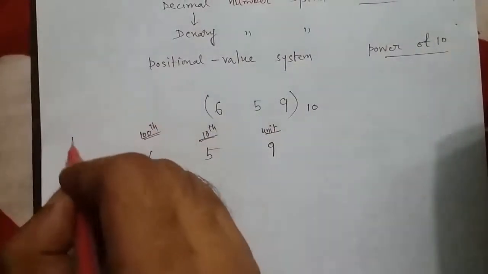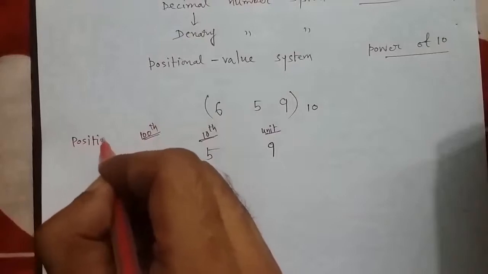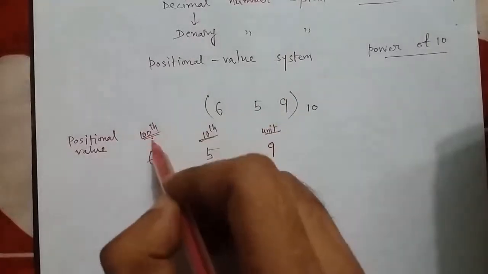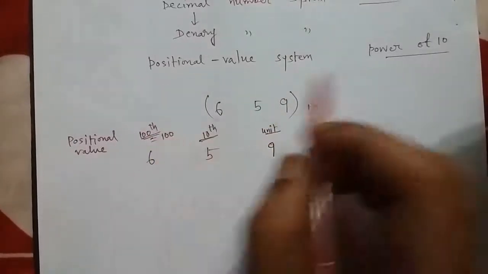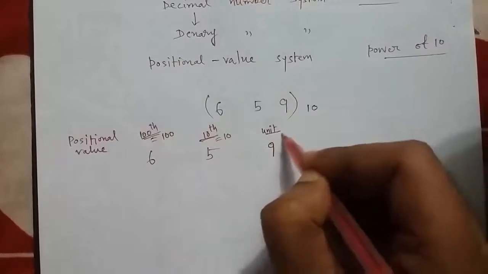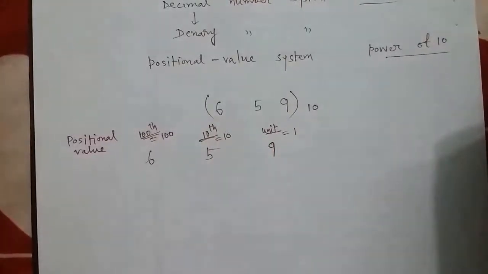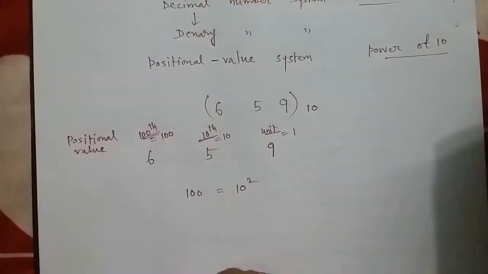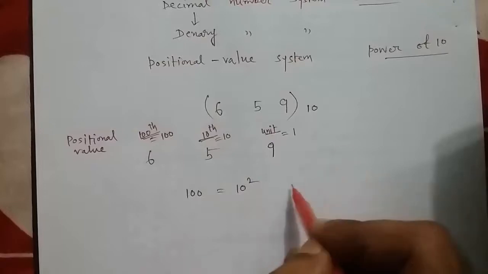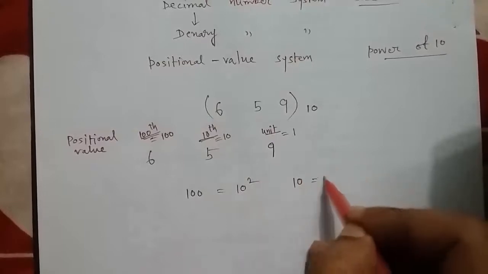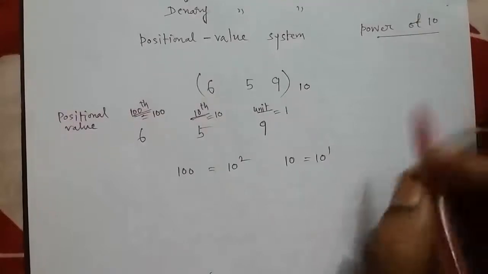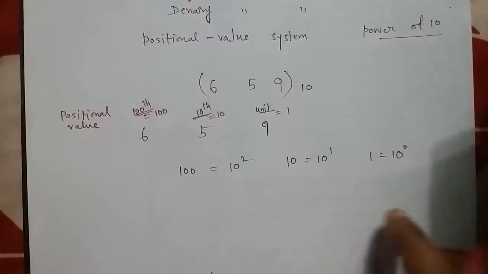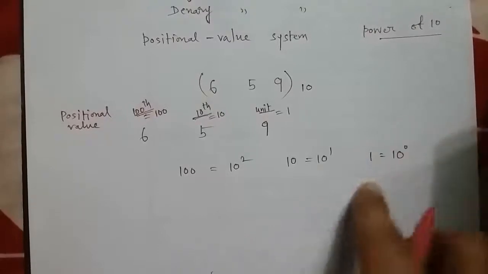So these are the positional values. The value of this position is 100, that means I can write here 100. The value of this position is 10 and the value of this position is 1. So 100 can be written like 10 square, that means 10 to the power 2. 10 can be written like 10 to the power 1. And 1 can be written like 10 to the power 0, isn't it? Because any number to the power 0 is 1.